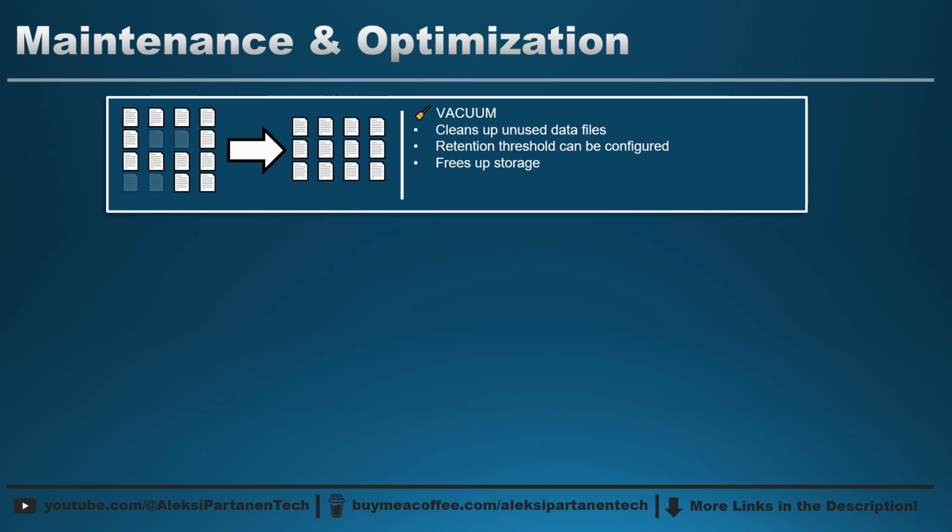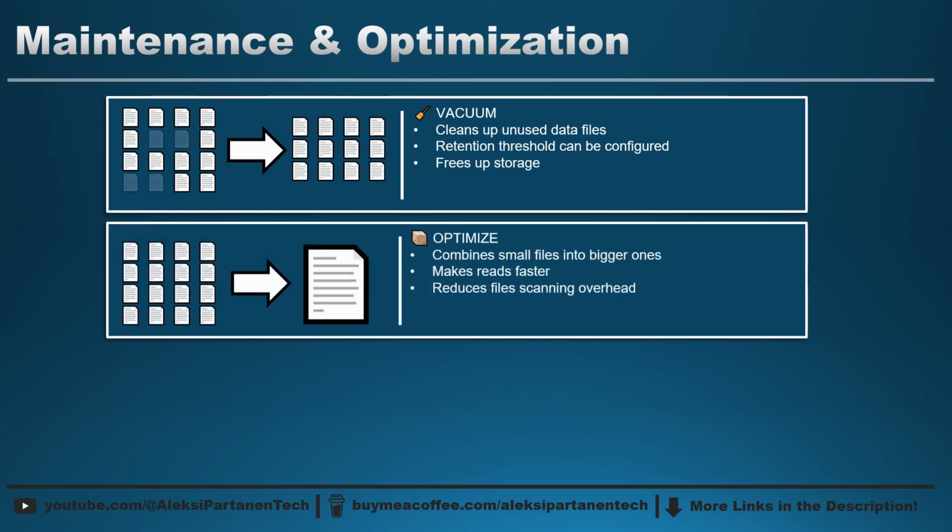Next, we have a command called optimize that will combine smaller files into bigger ones, so that when we're querying the table, there are fewer files to scan, which will then result in faster query speeds.